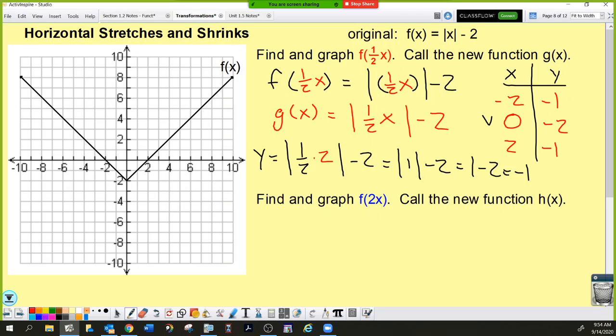So let's plot these dots. 0, -2. Hey, look at that. The vertex didn't move. 2, -1. -2, -1. Connect your dots to the best of your ability. Catch up with me, panel. There it is. And this graph is g.